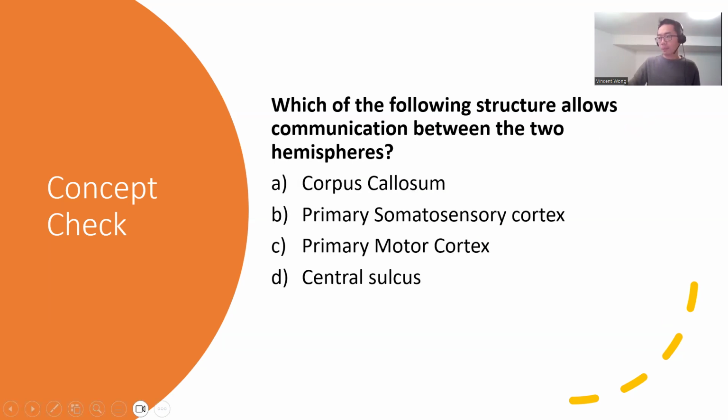How about this one? This is the unit where it's very useful to have cue cards. Put the brain part on one side and the function on the other, and just carry it with you wherever you go.